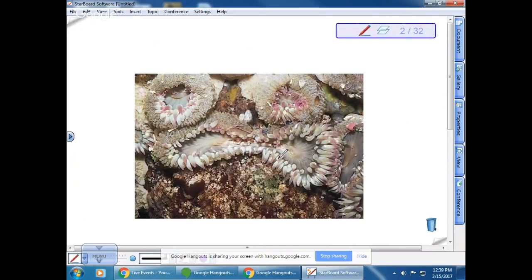Does anybody remember what phylum the sea anemone is in? It is in Cnidaria. Does anybody remember what class it is in? Anthozoa. Excellent. Awesome. Okay. So they're flower-like. Is this a polyp or a medusa?